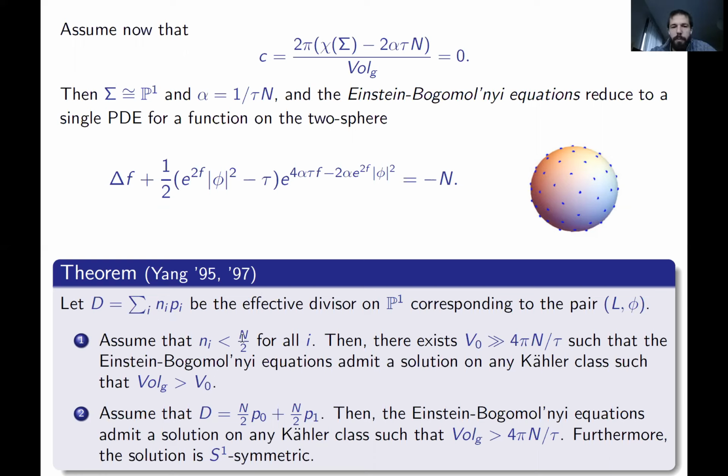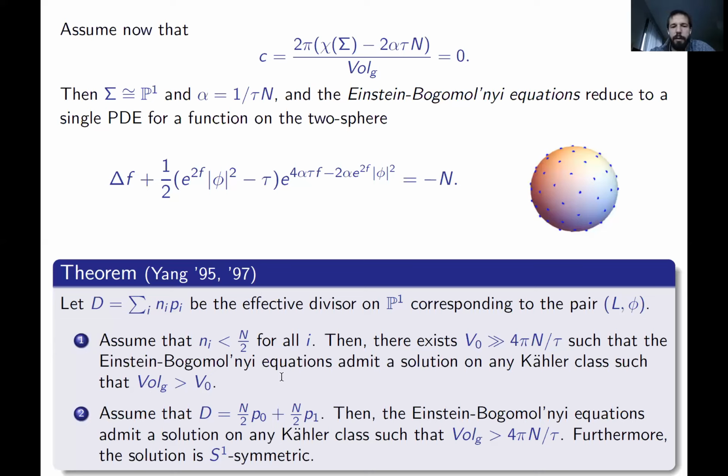Then assume that the multiplicity at any point is smaller than the total degree divided by 2. If this is the case, then there exists some big constant B0, much bigger than 4 pi n divided by tau, such that the Einstein-Bogomolny equations, which are just this PDE, admit a solution on any Kähler class such that the volume is bigger than B0. So we have existence for very large volume, so for very large Kähler classes. Recall that we are on the sphere, so we just have one line of Kähler classes.